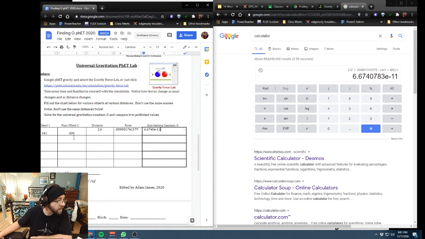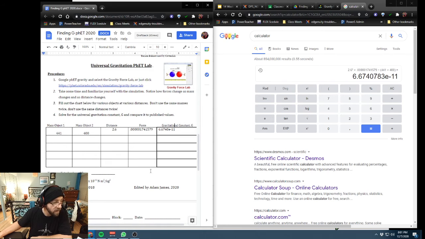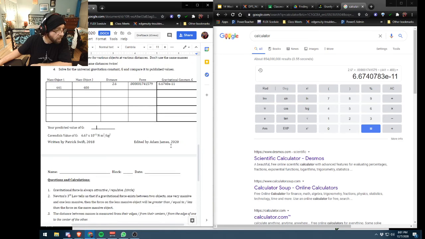And I'm going to go through and take the other sets of data, the other four numbers, and redo that calculation again and again to calculate capital G all 5 times. And then whatever the average is, that's your predicted value of G. Down here, you need to put your predicted value of G. That's the average of the five G's from your 5 trials, the 5 times you wrote down data.